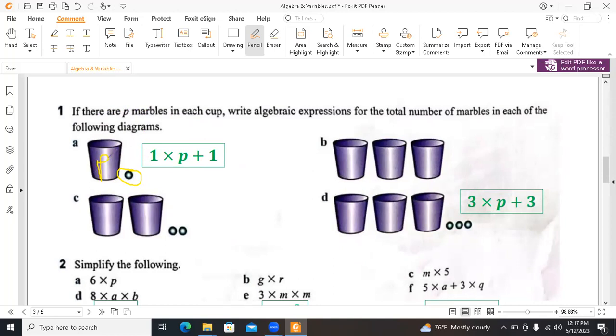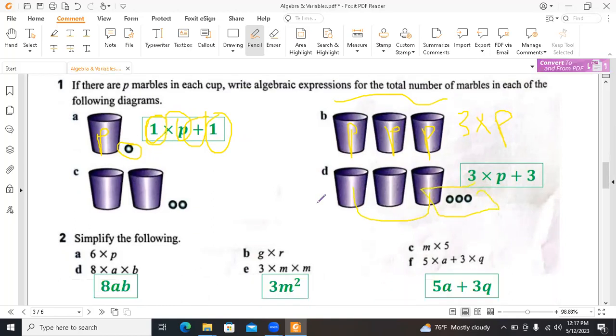So normally we have P. 1 is the number of cups. We have 1 cup, which contains P marbles. So 1 times P plus the marble which is lonely aside. Here, in each one we have P, and we have 3 cups. So normally it is 3 times P, it is 3P. Here, for example, we have 3P and we have 3 marbles aside.